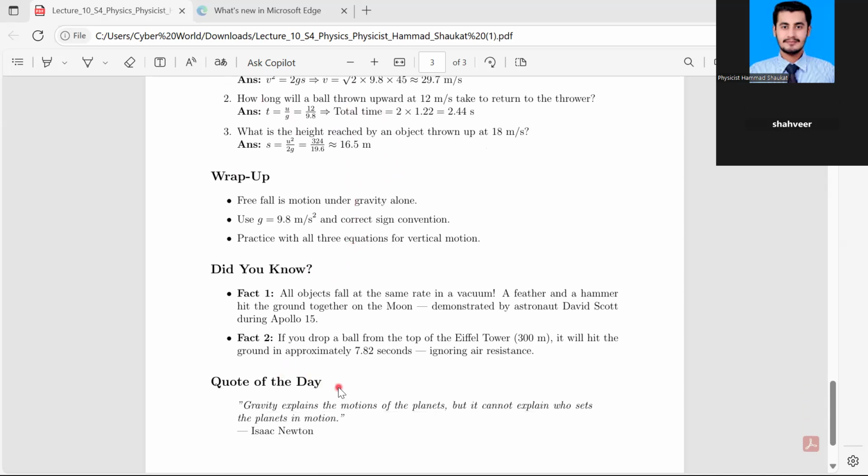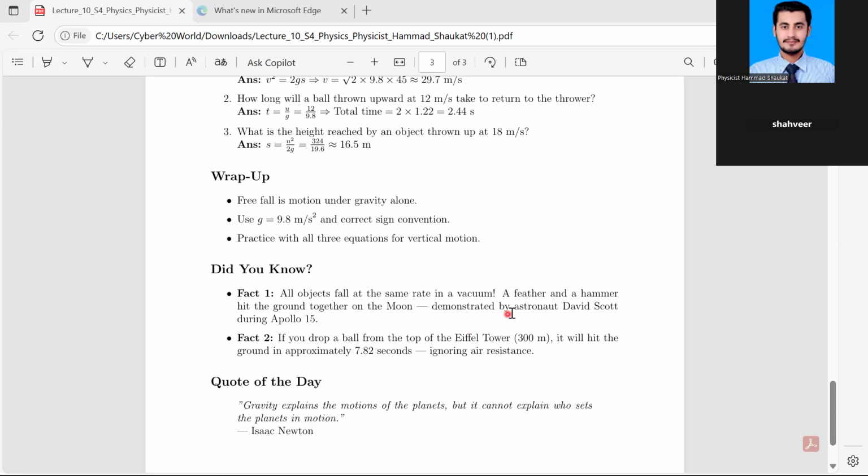So there are some facts for you. The first fact is that all objects fall at the same rate in a vacuum. Do you know why? Yes, because there is no air resistance. As I mentioned before, if there is no air resistance, meaning there is no particles, every object falls at the same rate. They reach the ground at the same time.